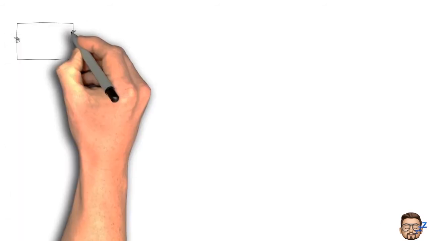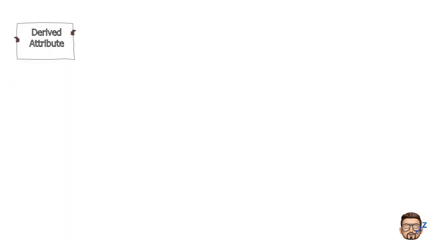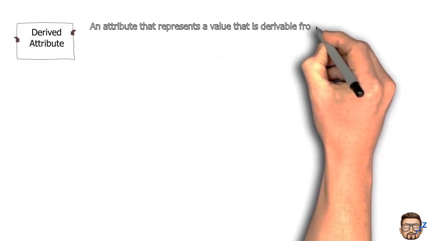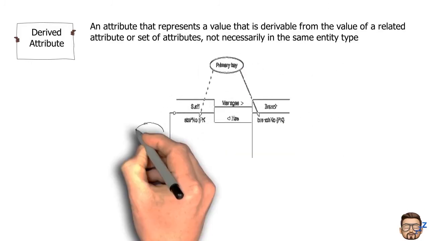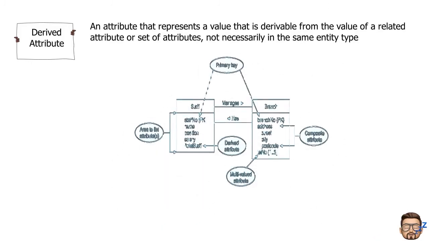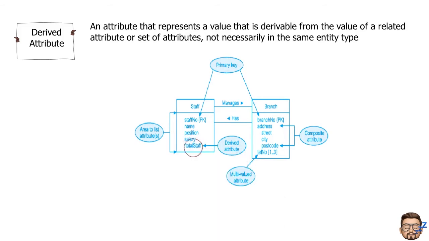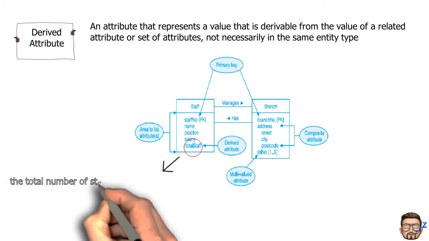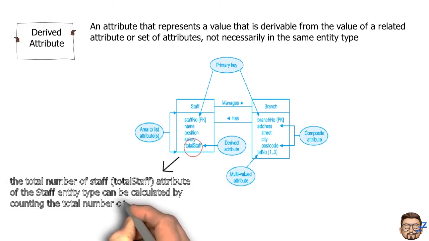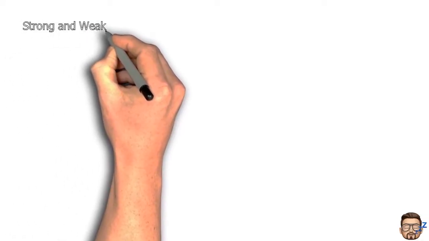Last type is derived attribute. It is an attribute that represents a value that is derivable from the value of a related attribute or set of attributes, not necessarily in the same entity type. For example, the total number of staff, total staff attribute of the staff entity type, can be calculated by counting the total number of staff entity occurrences. Same goes with age. We can calculate the age from the DOB.